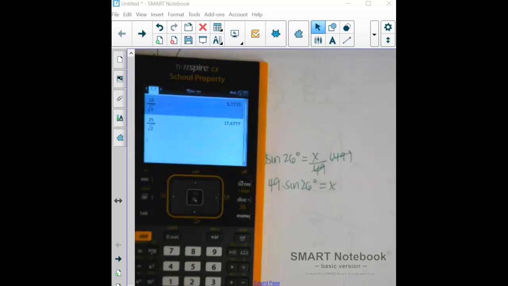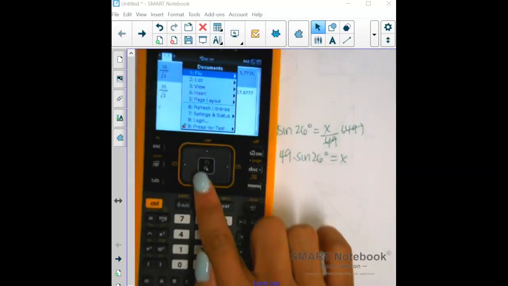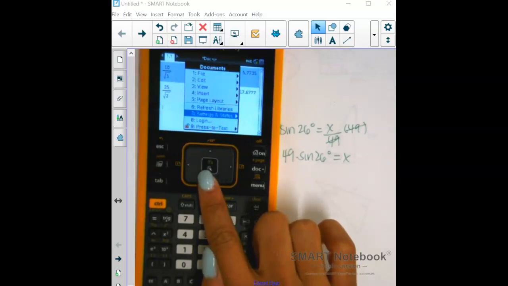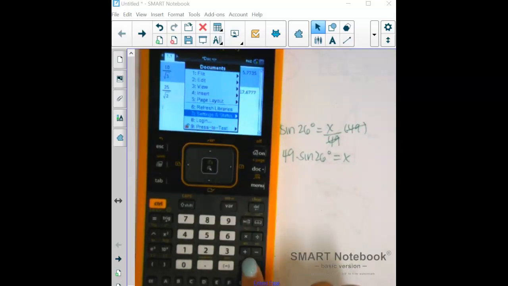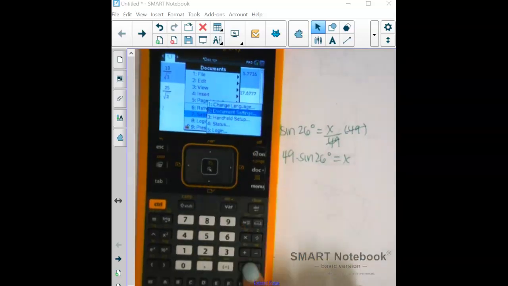Main thing, guys, you have to put this in degree mode. Look up. Let me show you how to put it in degree. Hit doc, D-O-C. You're going to scroll down to option 7, which is settings and status. Hit enter. And you're going to hit option 2, which is document settings.